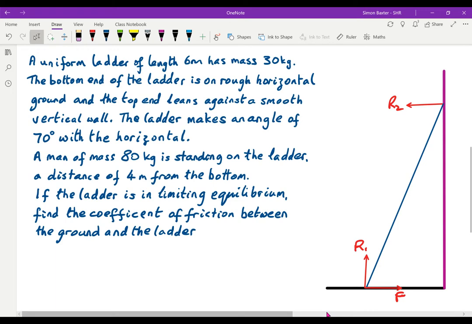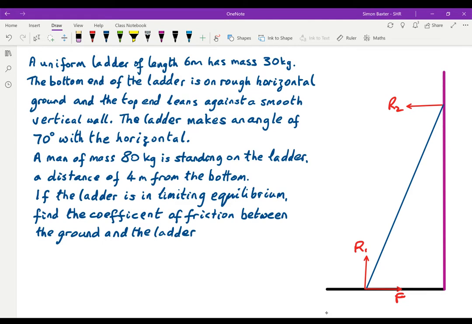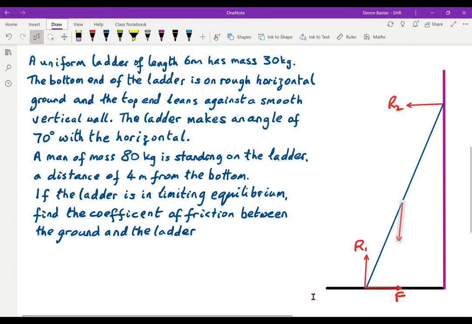Okay, one or two more forces to put in. We've got the weight of the ladder. Well, the ladder is uniform, so the weight will act exactly in the middle and vertically downwards. Let's make that look a little bit more vertical. And the mass of the ladder is 30, so the weight is 30g.